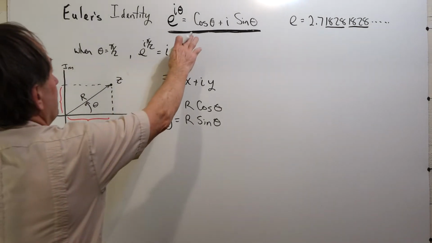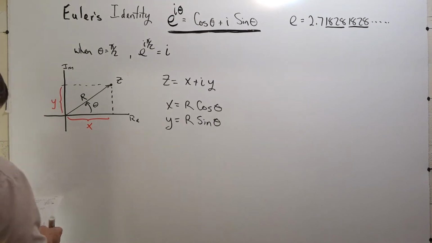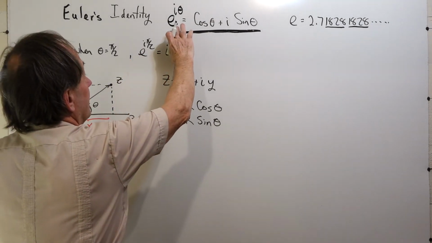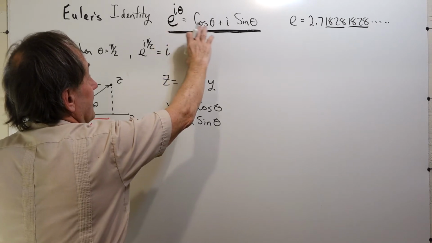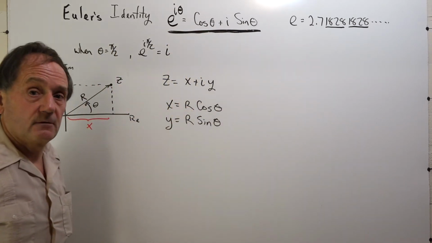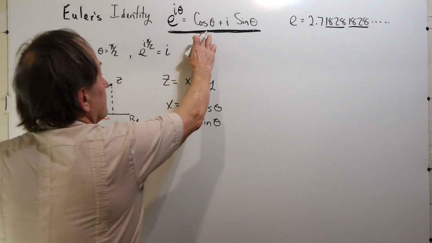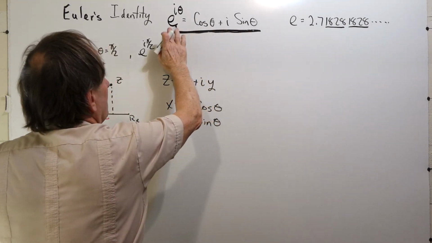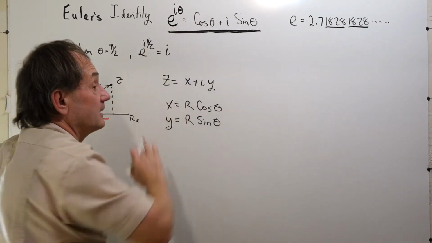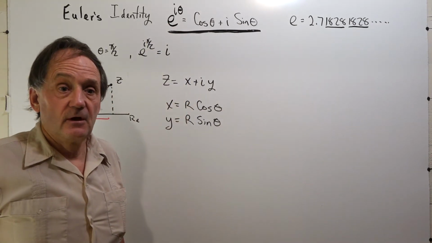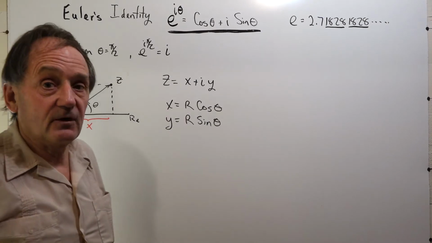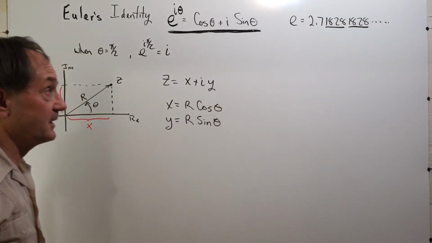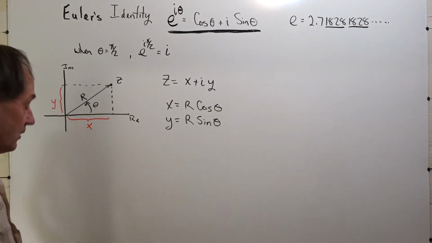Now, this is a very, very important identity. It establishes the relationship between exponential and trigonometric forms. Trigonometric functions like sine and cosine, I will show you in a little bit, can be written in terms of exponentials. So basically all elementary functions except for polynomials can be considered as exponentials or written in exponential form.